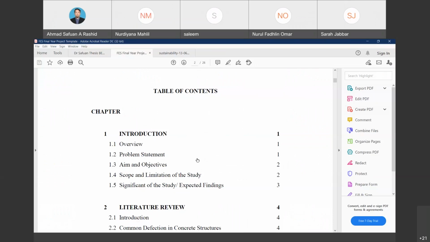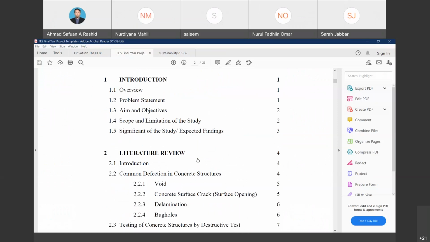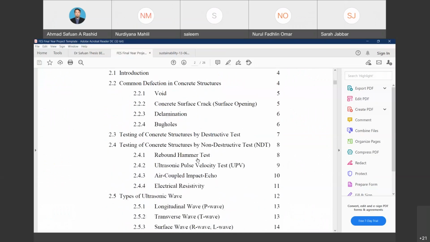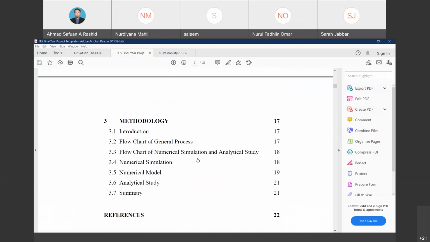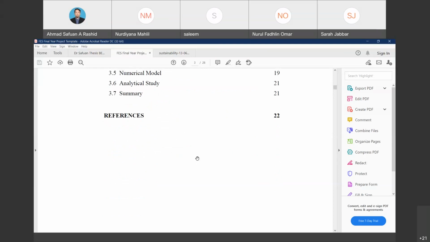Okay, so this is the project for the last assignment. He put in 3 chapters: introduction as chapter 1, literature review as chapter 2, and the last one is the methodology. So you need to have these 3 chapters, and then references as well. No need for you to add the research schedule or expected findings.